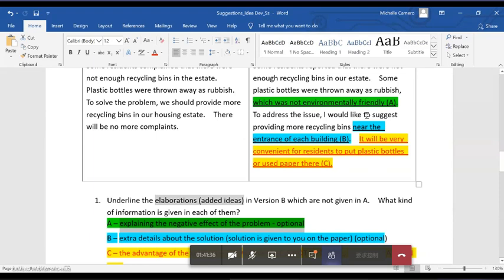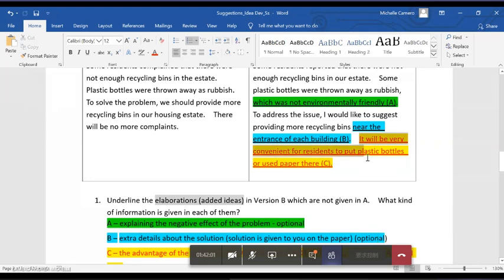To address the issue, I would like to suggest providing more recycling bins near the entrance of each building. So what is this an example of? These are extra details about the solution. Remember, the solution is given to you on the paper, on the practice papers, and on the end of module assignment paper. But if you want to add extra details about the solution, you can. It's optional. You don't have to, but you can.